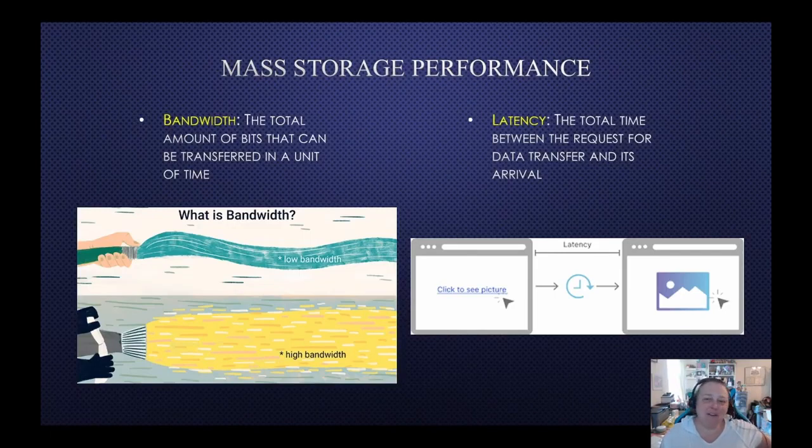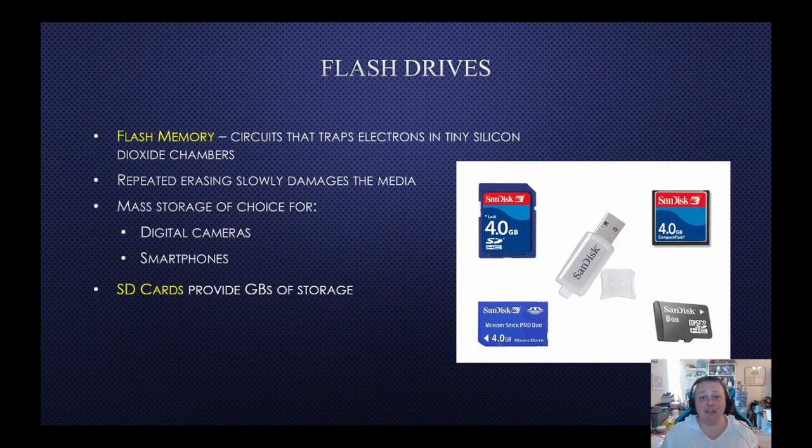The other thing that we look at is latency, and that is the time it takes to do something. So if I make a request, the latency is the time between when I make that request and when the request is executed. So if I click to open a picture, the time that it takes between me clicking open and the picture actually opening, that is the latency. And a lot of times with mass storage, it's how fast can the CD spin, or how fast is that arm that you're looking at that reads the information.